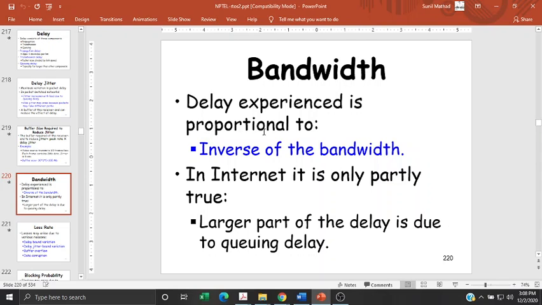Bandwidth. The delay experienced is proportional to the inverse of the bandwidth. Normally latency and bandwidth are somewhat related. Latency again goes with the term delay, inverse of the bandwidth. In the internet, a partial to larger part of the delay is due to the queuing delay that is happening at different node queues.